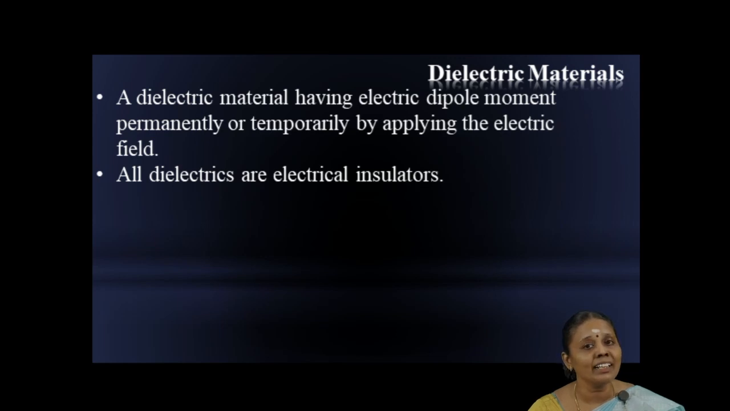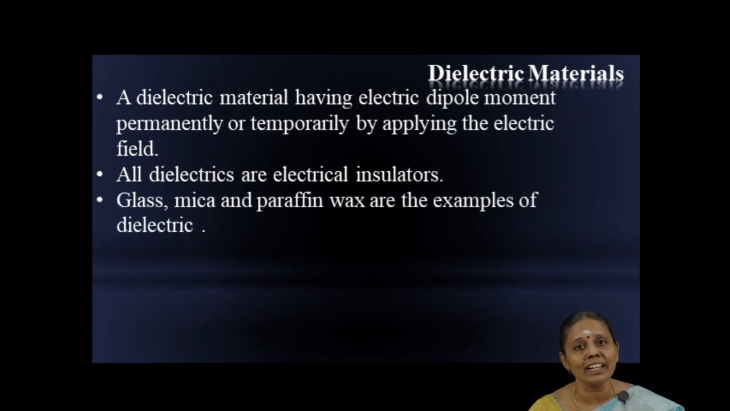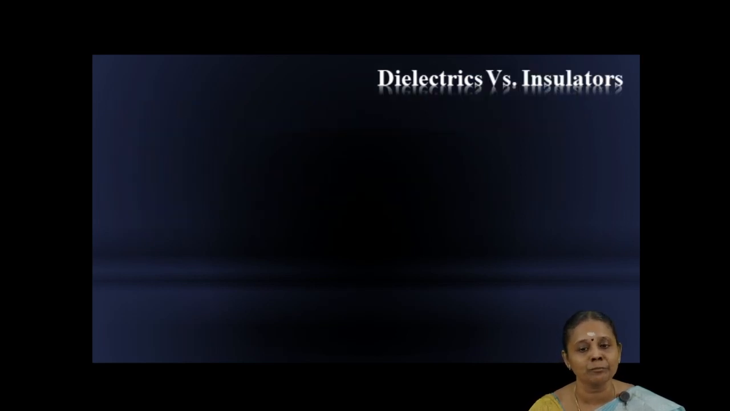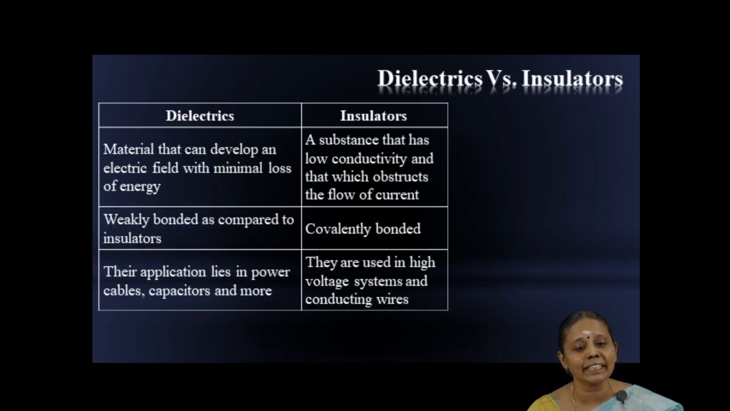But all insulators need not be dielectrics. For example, vacuum is a pure insulator, but it is not a dielectric. Here come the examples of dielectric materials: glass, mica, paraffin wax, etc. So clearly we say that dielectric materials have a dipole moment permanently or temporarily by applying an electric field to that material. Here comes the difference between dielectric materials versus insulating materials.